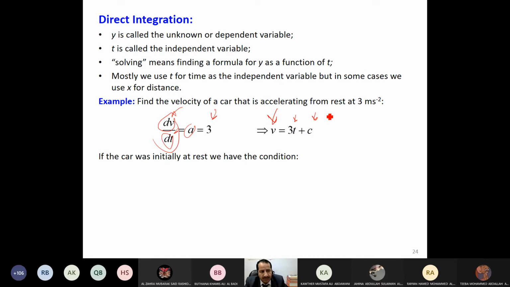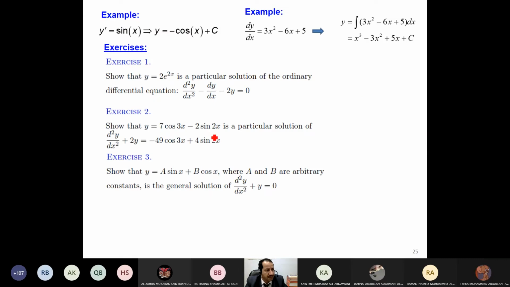Now, if I am given an initial condition, let's say he told me that the speed will be 0 at time 0, then I will substitute time 0, speed 0 here. Here 0, 0 would mean that C is 0. I go back and substitute 0 for C, and this is the final answer. Direct, very simple.